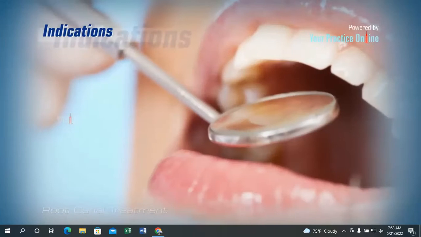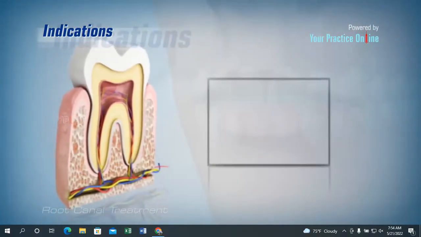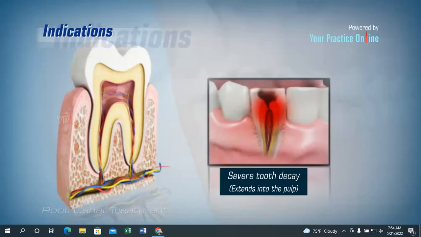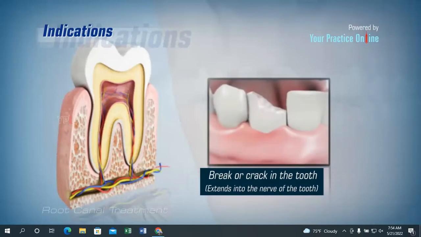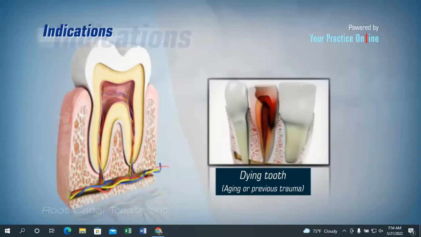Indications. The most common indications for root canal treatment include trauma to the tooth that exposes the nerve, severe tooth decay that extends into the pulp, infected pulp that causes an abscess, an accumulation of pus in the teeth or gum tissue, a break or crack in the tooth that extends into the nerve of the tooth, and to save a dying tooth due to aging or previous trauma.